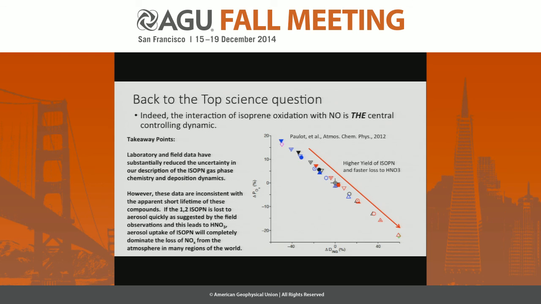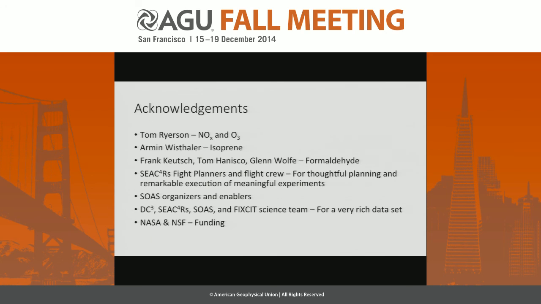So I am going to stop here. I'm going to tell you that laboratory and field data have substantially reduced the uncertainty in our description of the gas phase chemistry and the deposition dynamics. However, these data are inconsistent with the apparent short lifetime of these nitrates in the atmosphere. And we really need to go back to the lab and do some new experiments, try to understand the heterogeneous uptake of these nitrates. With that, I'll take any questions and just put up my acknowledgement slides.